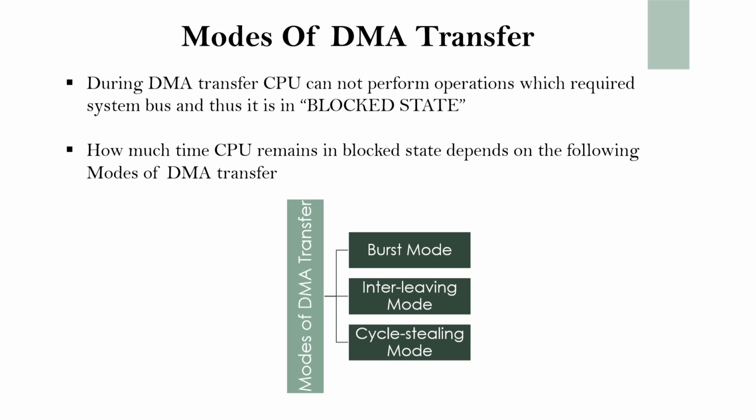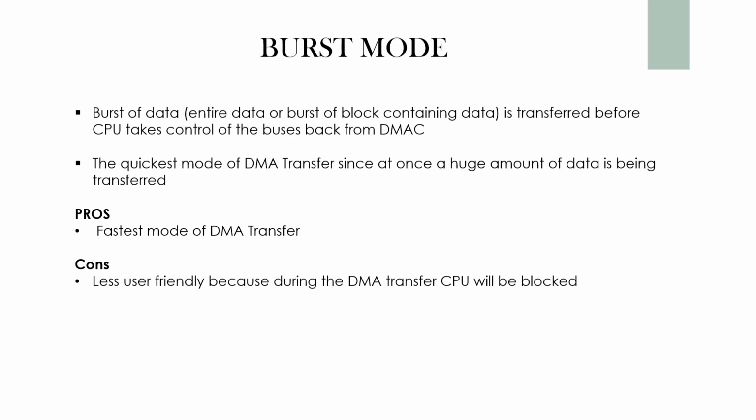First type of DMA mode is burst mode. In this mode, the DMA controller takes control of the system bus and transfers a block of data without releasing the bus until the entire block of data is transferred.